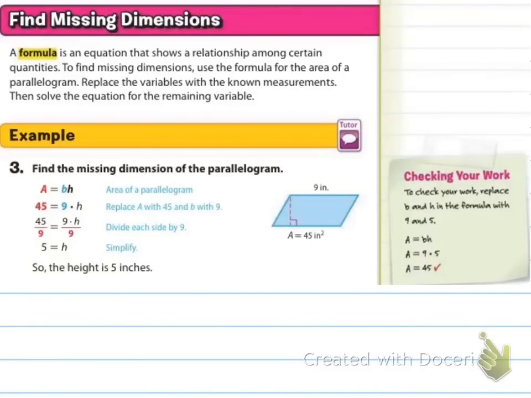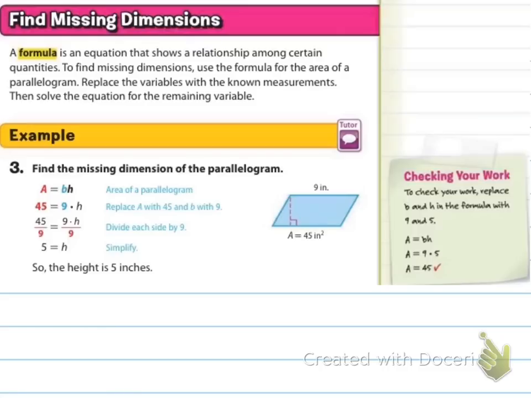All right, find missing dimensions. A formula is an equation that shows a relationship among certain quantities. To find missing dimensions, use the formula for the area of the parallelogram and replace the variables with the known measurements. Then solve the equation. So this is basically a one-step equation.